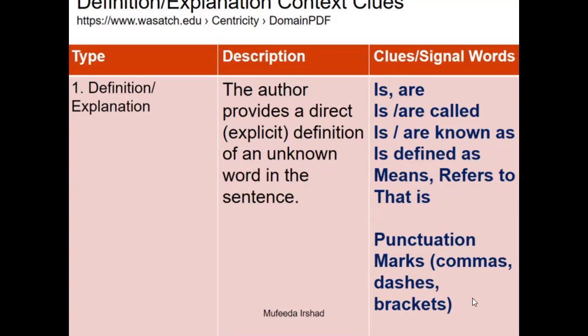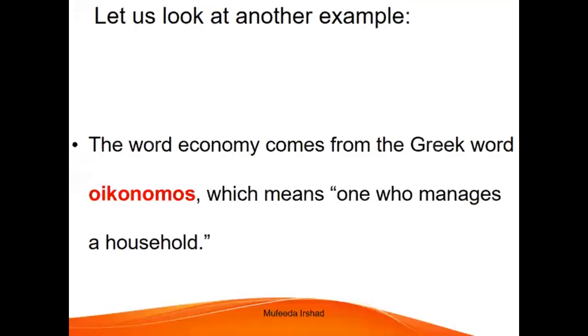Sometimes writers also use punctuation marks like commas, dashes, brackets, right? Sometimes writers use both words and punctuation marks. So look out for these clues, right? These clues will help you understand unfamiliar words better, or understand your text better. Let us look at another example.